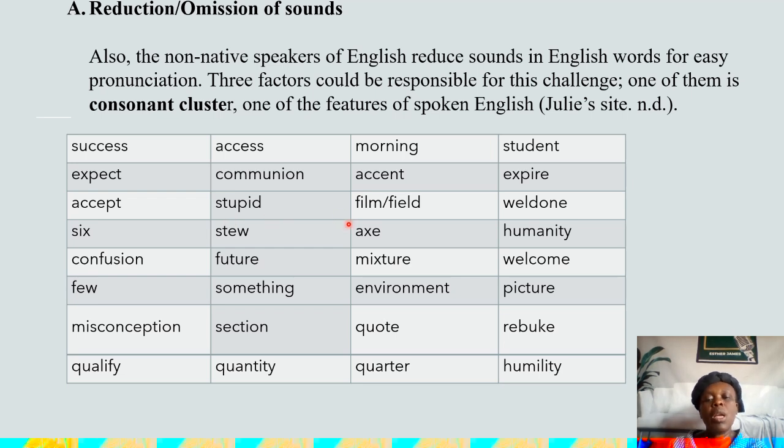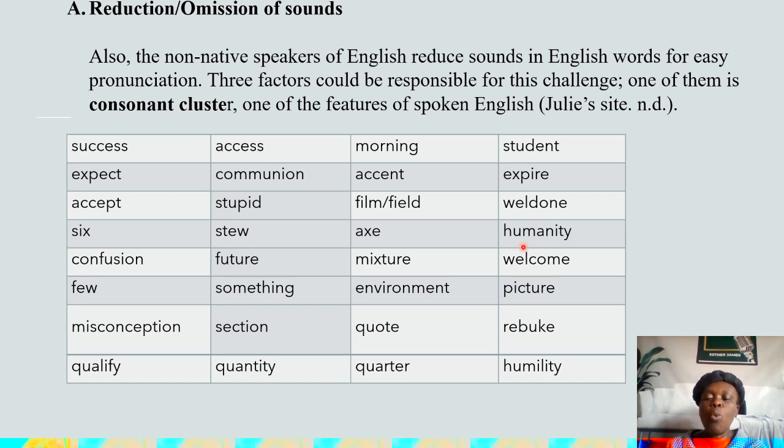Hidden yes sound. The next one is film. We used to say film. It's film. While the next word is field. The next word is well done. It's not well done, but well done. The next one is six, not six. I'm number six. No, you're number six. So the X has two sounds. You have stew. I'm sure nobody's a victim of that, perhaps because we eat it. And then the next one is axe. The axe is at the base of the tree. And then we have humanity.